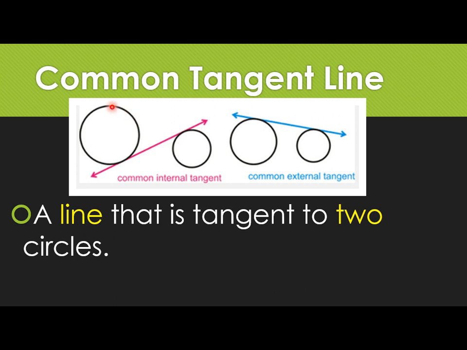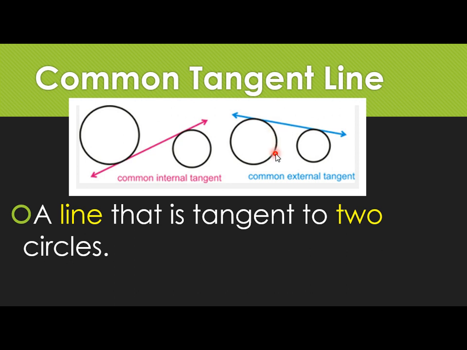All right, now we have something called common tangent lines. So look at the difference. It's a line that is touching two circles. There's only two ways you can do it. Either this way. Well, actually, there is another way, but this would be common internal because it's going in between the two circles. And then this is a common external because it's on the outside of the circles.